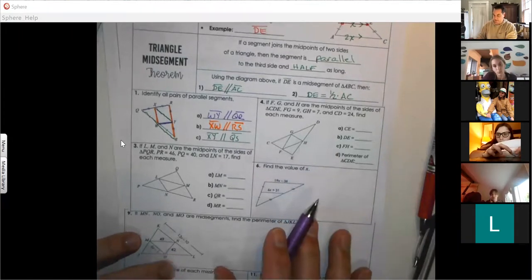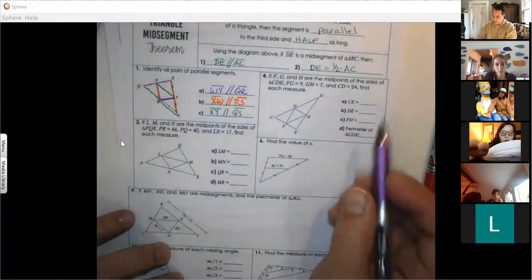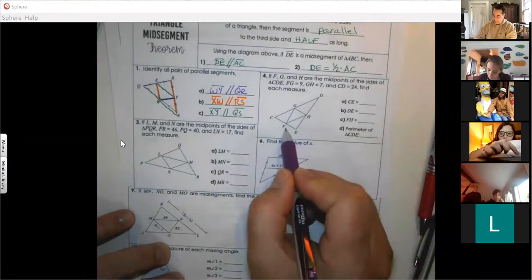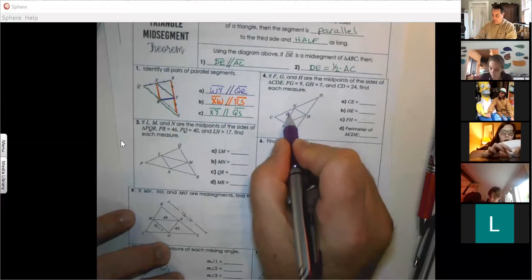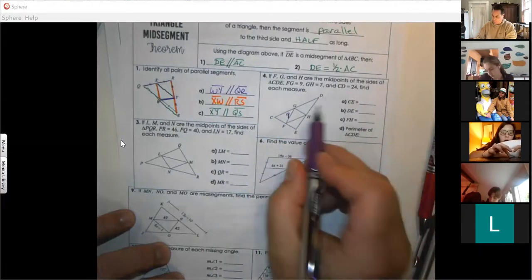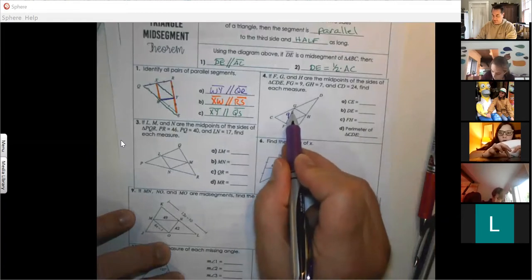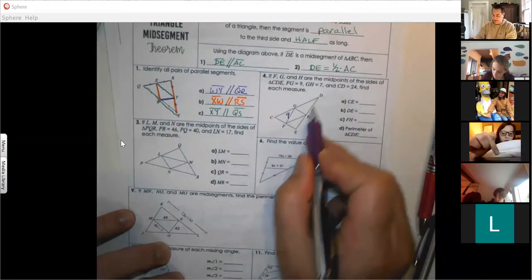So the second piece is going to be, in addition to parallel, we've got this half length thing. So if we're told that F, G, and H are all midpoints, and we're told that the length FG is 9 units long, we can immediately make a conclusion about that. We know that this is a midpoint. Thus, since this is a midpoint, this is called a midsegment. And a midsegment is half the length of the side that it's parallel to.